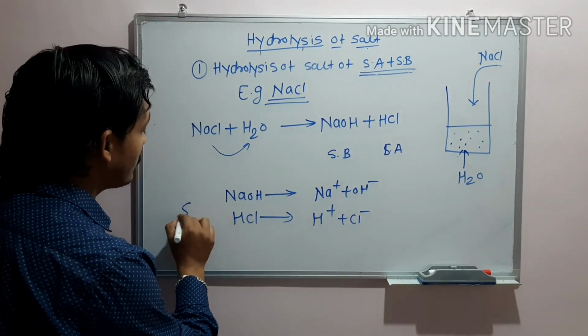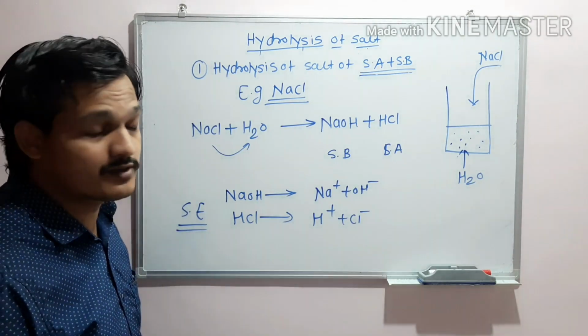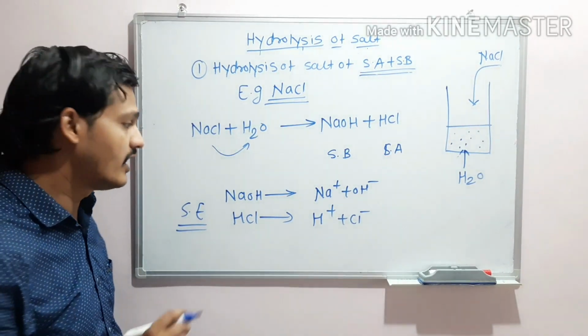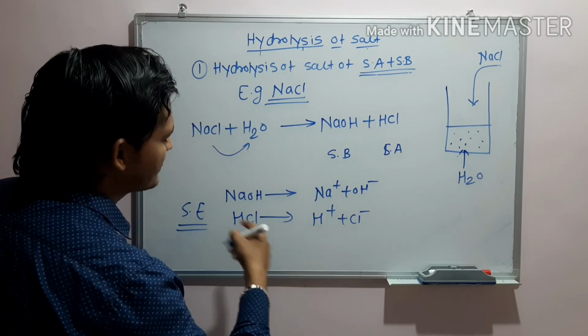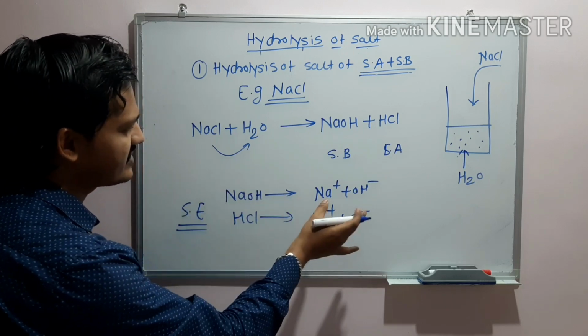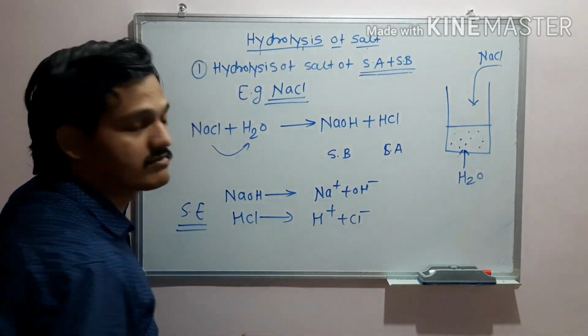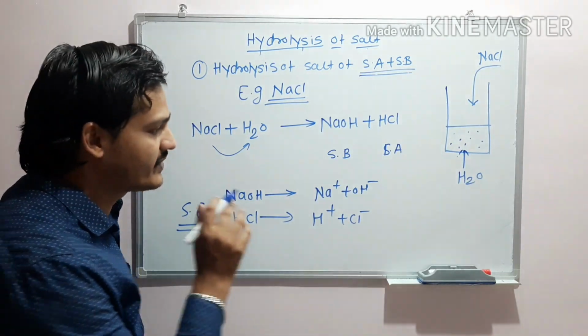Because these are strong electrolytes, that is, strong acid and strong base. Strong electrolytes have 100% dissociation. Whatever is a strong electrolyte has 100% dissociation, so all the H+ and Cl- are removed and will not remain combined. Why? Because it is a strong electrolyte, it will remain in ionic form.